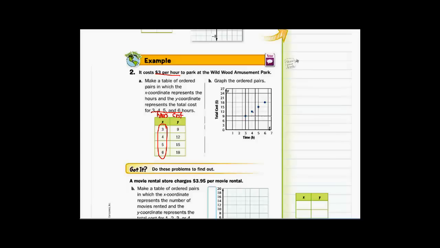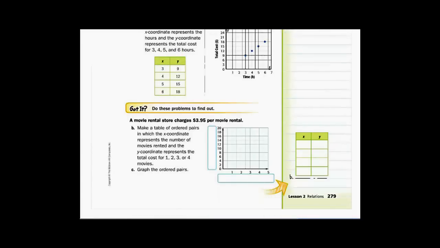Graph it. You're going to graph 3, 9, 4, 12, 5, 15, 6, 18. That's it. It doesn't say state the domain and range, so if it does not state it, you do not have to do it. Okay. I want you to try got it, so pause it, try that please.